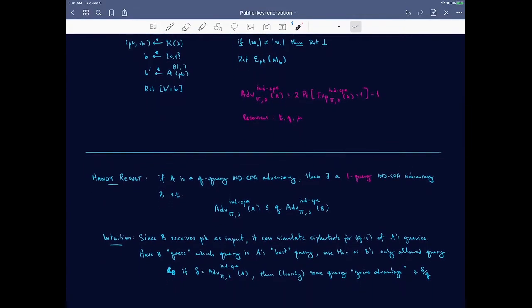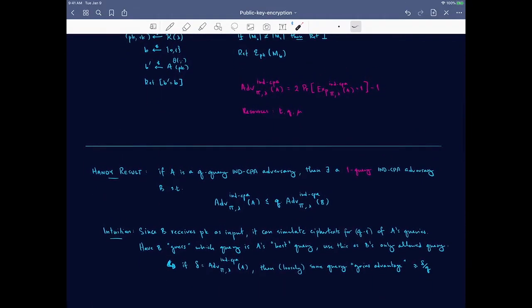So we have this handy result which says the following. If you have an adversary A for the IND-CPA experiment for attacking some public key encryption scheme, and that adversary asks Q queries, then there exists, not just exists, but you can construct a single query IND-CPA adversary B with this security bound. Namely, that the advantage that you get with Q queries is upper bounded by Q times the advantage you get with one query.